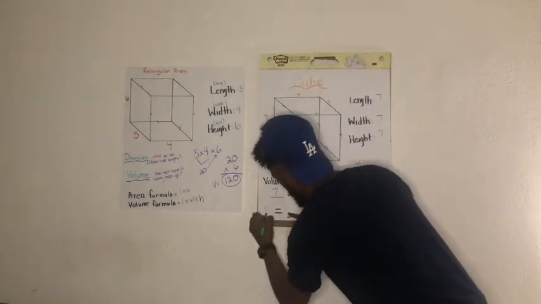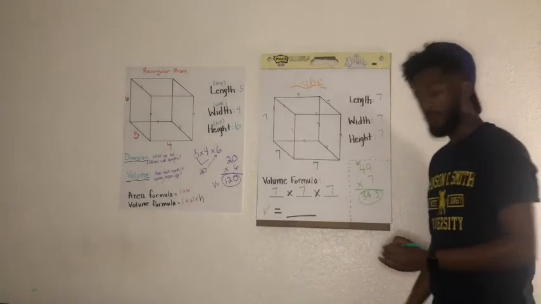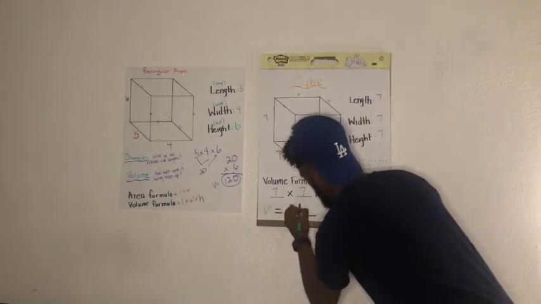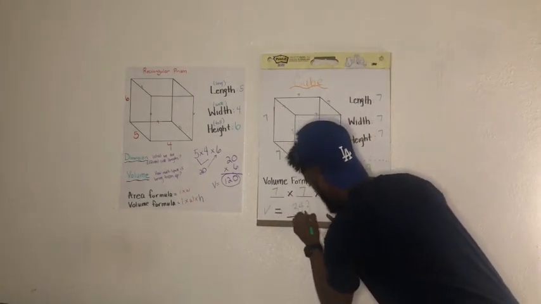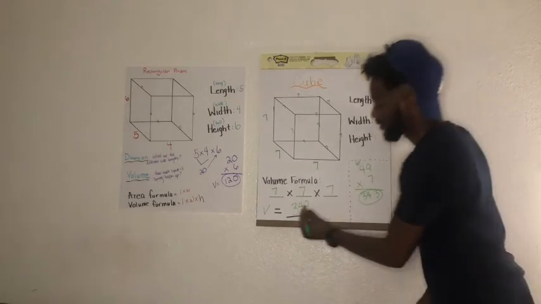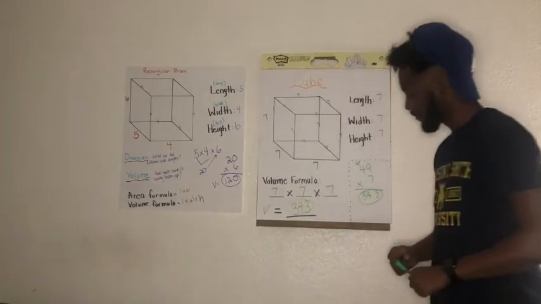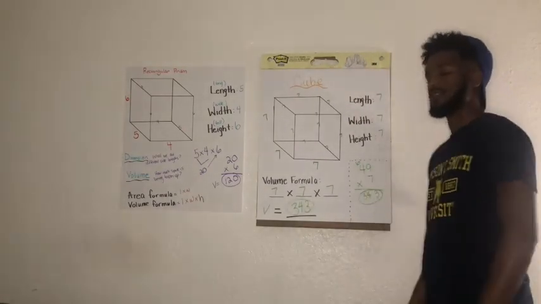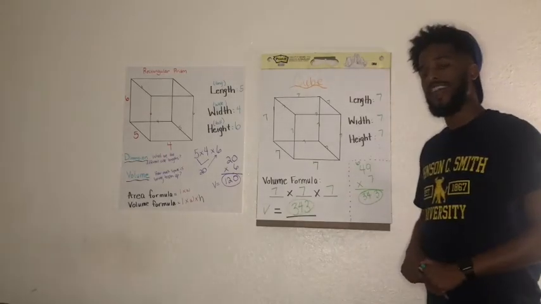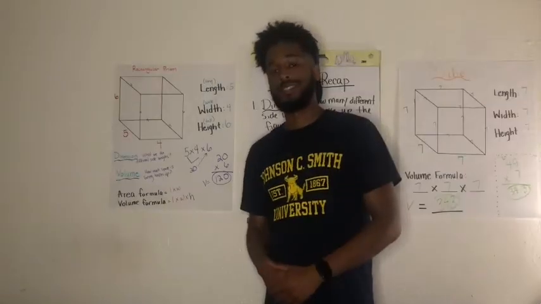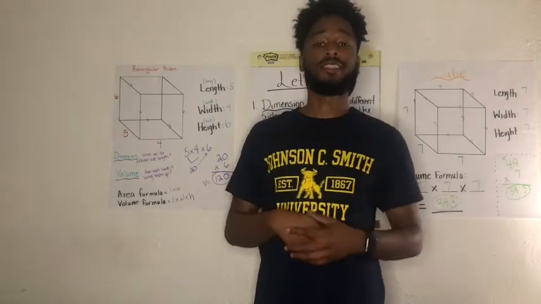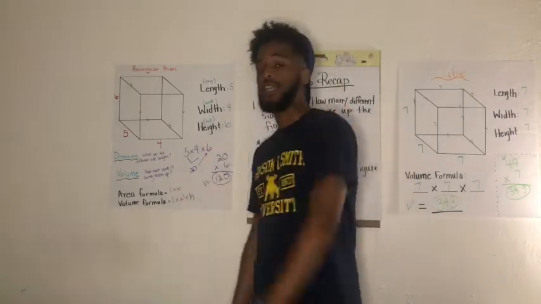Volume, or V, is equal to 343. And I'm going to circle it because I'm 100% confident that that answer is right. Excellent job, guys. All right, ladies and gentlemen, we can't end today's lesson without a recap.